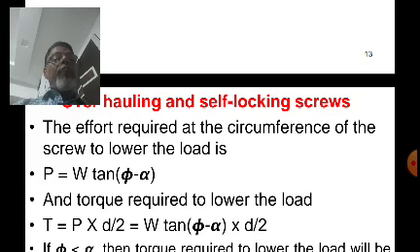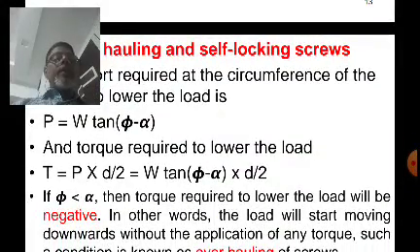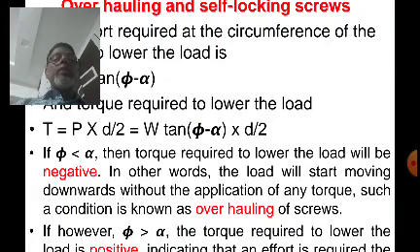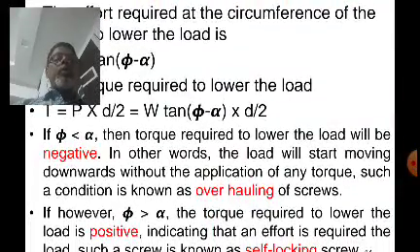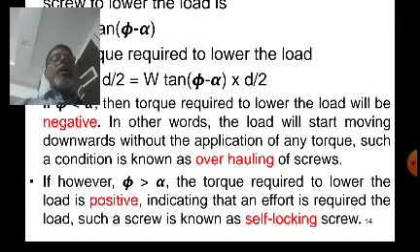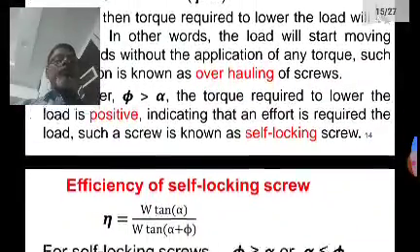As I told you, if phi is less than alpha, what will happen? P will be negative, right? If P is negative, in other words, the load will start moving downwards without any application of torque. Such a condition is called the overhauling of the screw. If, however, phi is greater than alpha, the torque required to lower the load is positive, indicating that effort is required to take the load down. Such a screw is known as the self-locking screw, right?